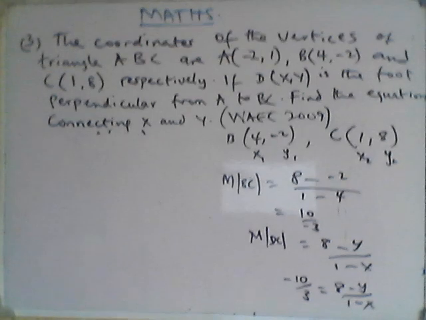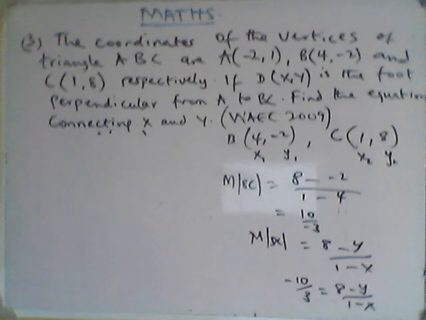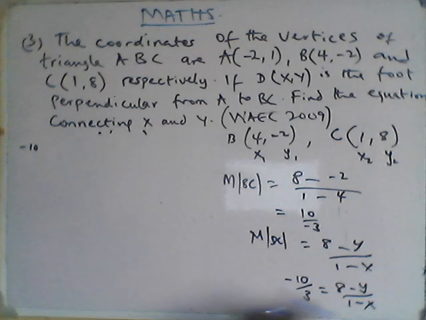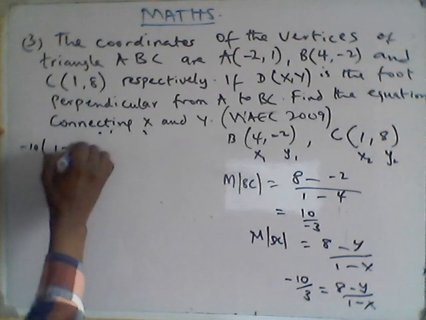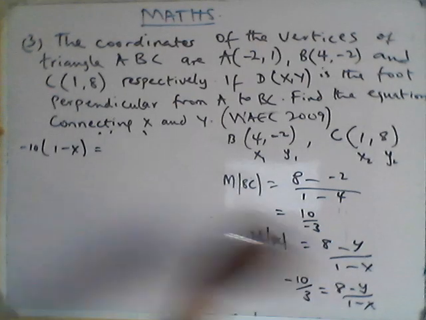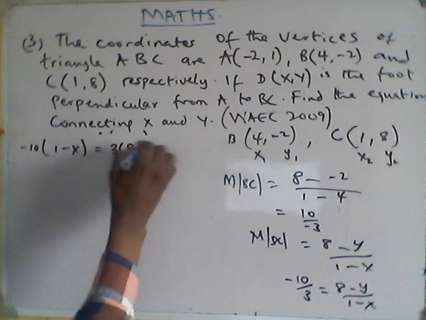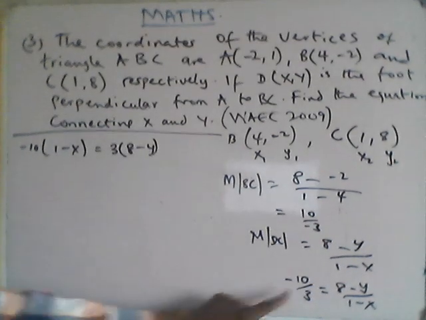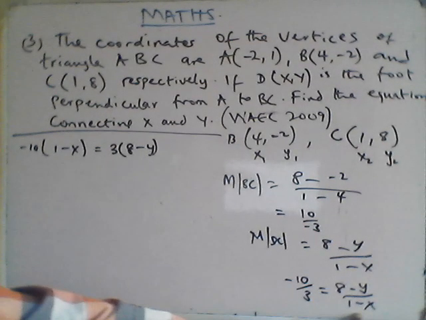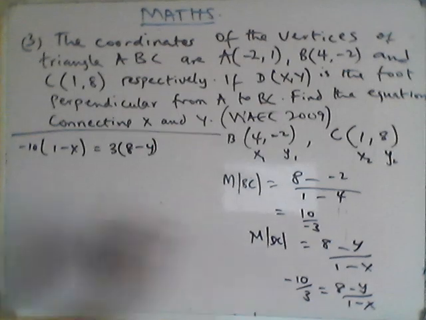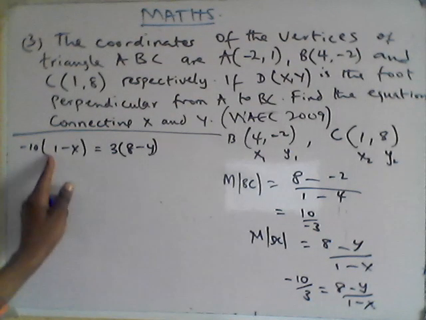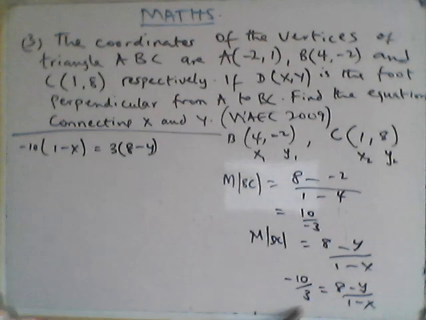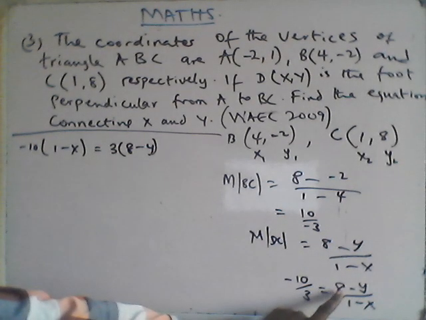So at this point, I'm going to say that minus 10, I will multiply minus 10 times what I have here, 1 minus X is equal to 3 times upstairs, 3 into 8 minus Y. So what I'm doing here is multiplying. I multiply minus 10 up here times 1 minus X, then I multiply 3 by 8 minus Y.